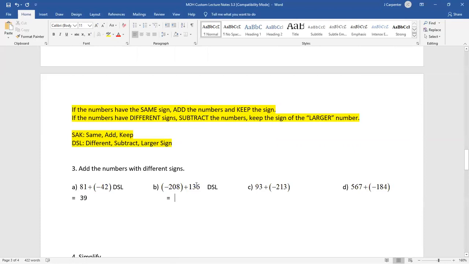So we're going to subtract the 208 and the 136. All right, 8 minus 6 is 2, and then 20 minus 13 is 7, so that'll be 72. But then we have to keep the sign of the larger number. Now again, larger in absolute. We're ignoring the signs of the original values. So we're thinking about 208 versus 136, which makes the 208 the, quote, bigger number, but it's negative, and that makes the negative 72 the answer.